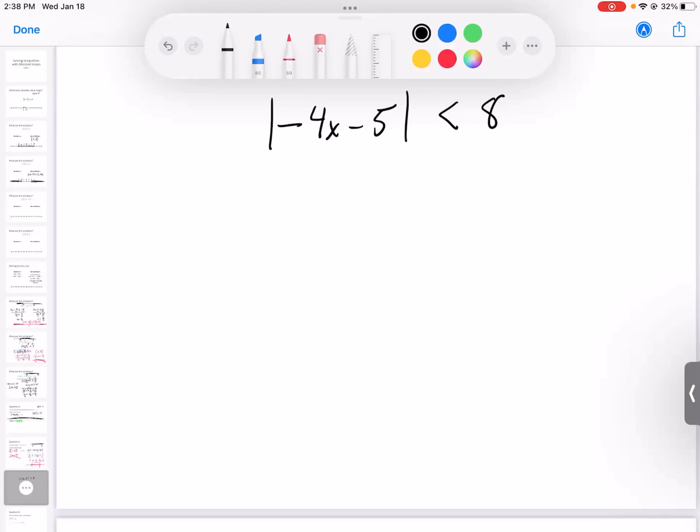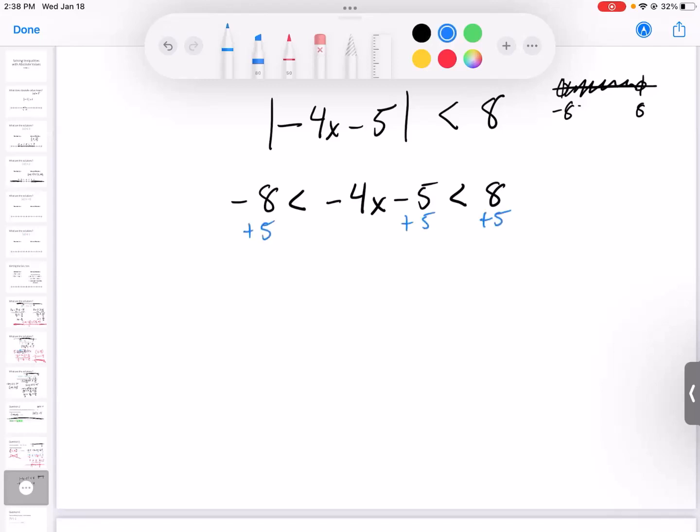So if I were to draw a number line of it, I would say it can't equal 8 or negative 8, but it can be infinitely close to it, like 7.99 or whatever. So we'd set it up as negative 4x minus 5 is less than 8 and greater than negative 8. So it's between those two. And then what would you say is your next step? I added 5. Perfect. And that should give negative 3 is less than negative 4x is less than 13. And divide by negative 4. Perfect.